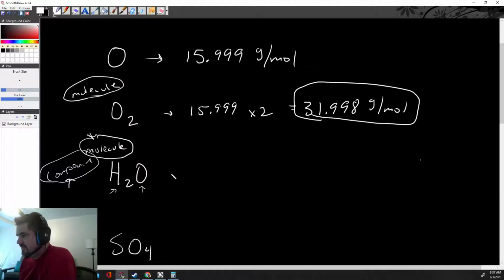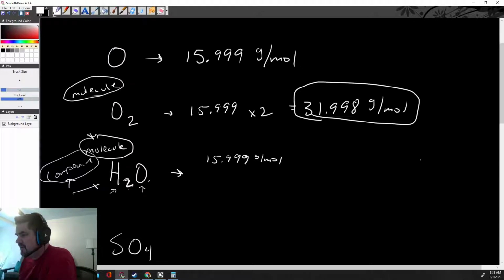This one's got two different elements. Let's figure it out. So we have one oxygen, so we know that one's 15.999 grams per mole. So this is times 1. There's only one of them, because there's no number here. So that means it's just one oxygen. But there's two of these hydrogens. That's why there's a 2 here. So you put a 2, H2O.